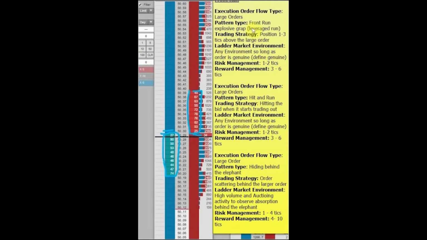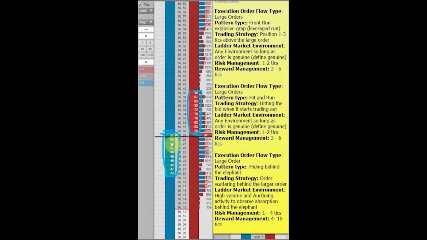Now for that front run explosive grab, what you're looking for is the moment you enter the trade, the moment you get filled, you want to try and enter it with a rather aggressive size, and you want to take anything between 1 to 4 ticks on the trade, or 1 to 2 ticks on the trade, depending on the genuine nature of the large order.